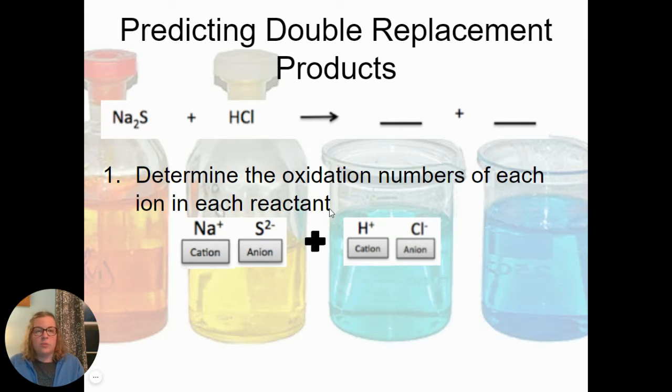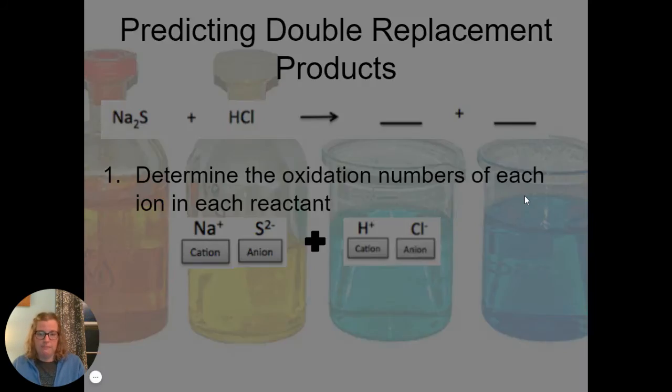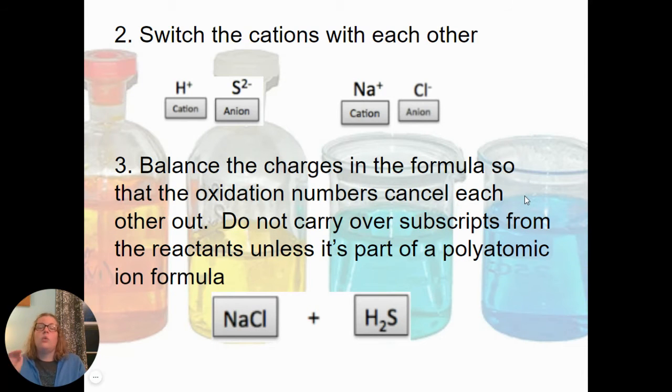These oxidation numbers in double replacement reactions do not change. In single replacement reactions, they do change, and that's something we'll deal with later. But right now, in double replacement reactions, your oxidation numbers generally stay the same. Then you need to switch your dancing partners.